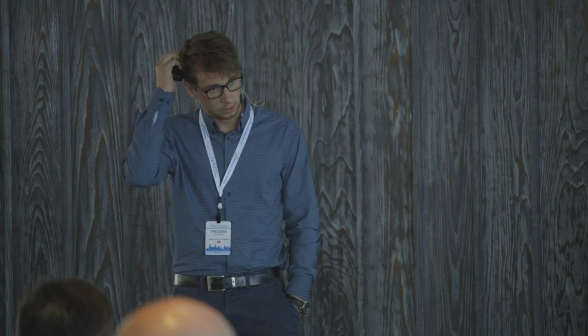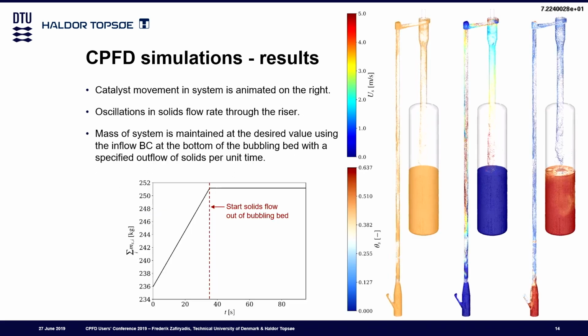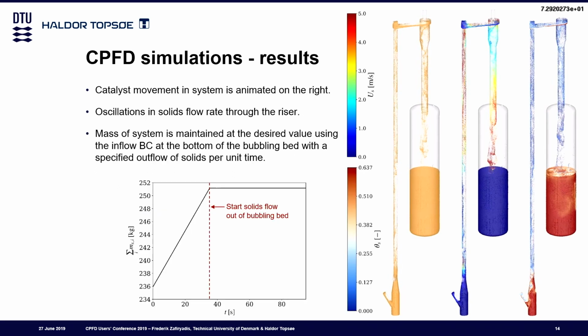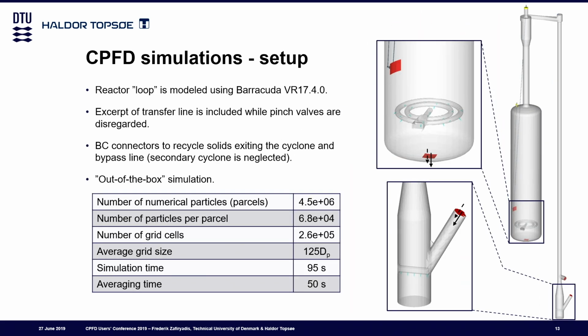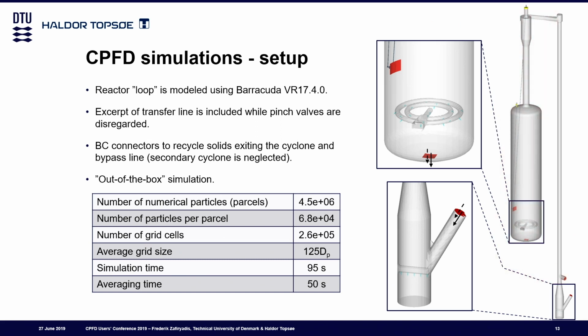So I know that the title says full loop. That's probably a bit of a stretch. We ran into some problems fairly quickly. So what we ended up doing was discarding the entire regenerator part of the system, so we're only modeling the reactor loop, and we're not actually modeling the loop.